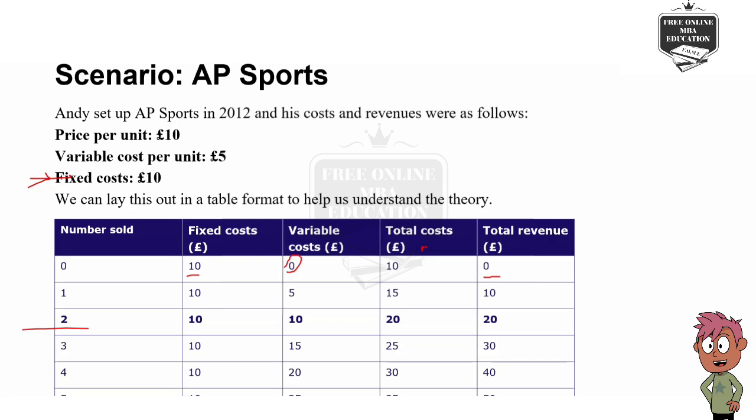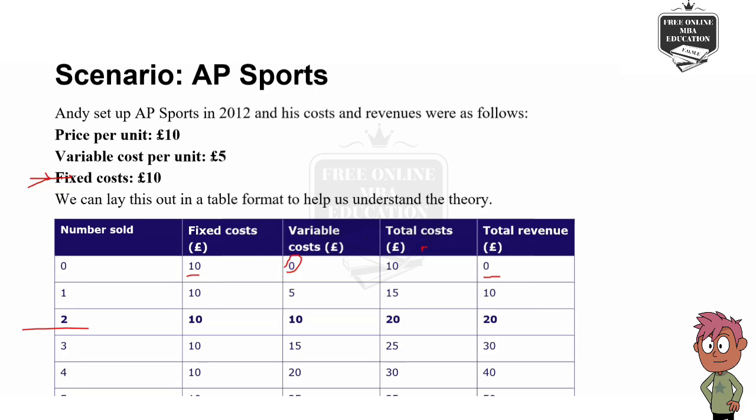Now, in the third unit, again, he is going to pay a fixed cost of 10 euros. The variable cost will be 5 multiplied by 3, which is 15. The total cost is going to be 10 plus 15, which is 25. And because price per unit is 10, he's going to sell it at 10 multiplied by 3, which is 30. Now here, for the first time, his TR has exceeded his TC by 5, right? 30 minus 25, which is 5.